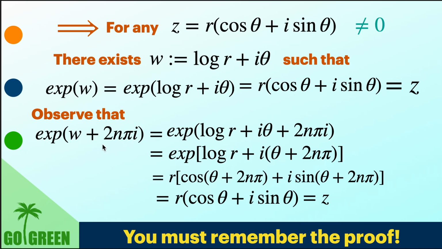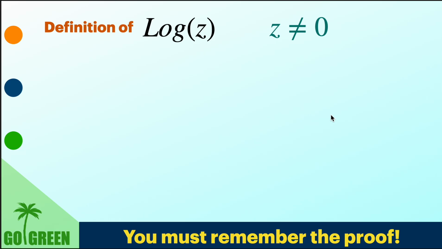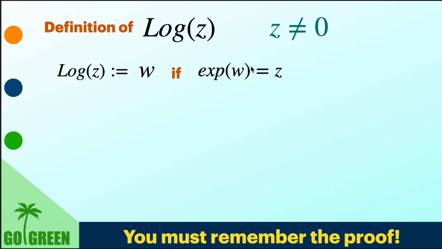So this w plus 2n pi i is an infinite family of numbers whose exponential gives you just z, if exponential w is z, right? Fine. So now we are back to the definition of log z. We want to define log z for any complex number which is not equal to 0. How to define it? So log of z, capital Log of course, is defined to be w if the exponential of w gives you z. The definition should be clear. One of the values of log z is w if exponential w gives you z back.